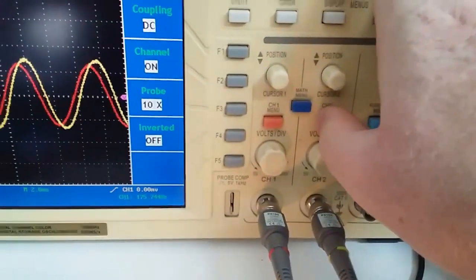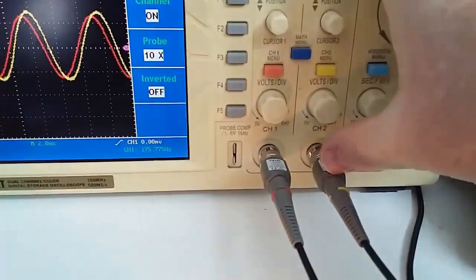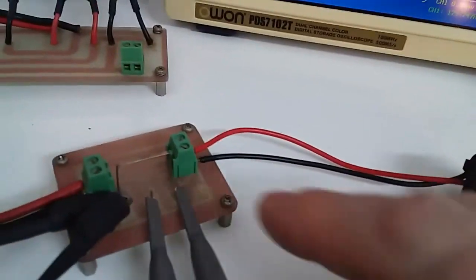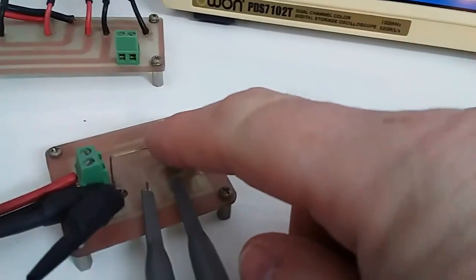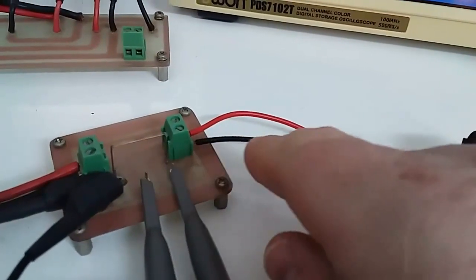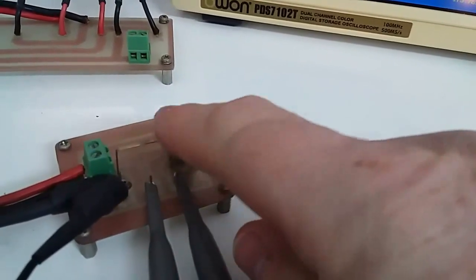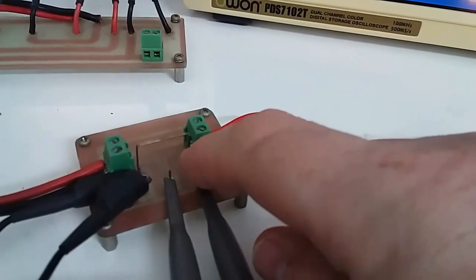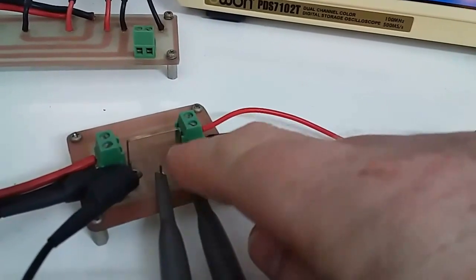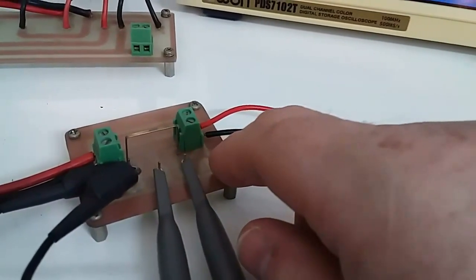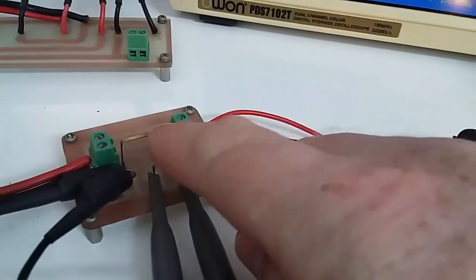Now, the reason I have the yellow channel set on 10 times is because I'm using a 0.1 ohm metal strip resistor to measure the current that's flowing through the wire, which will have a voltage drop according to Ohm's law of the measured amount, where V over R equals I, so the current can be measured through this strip here.